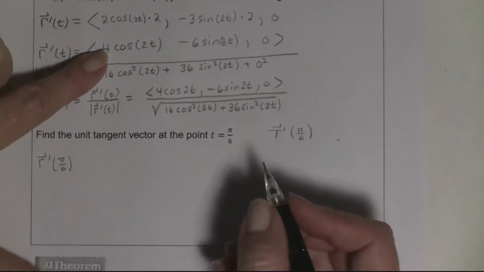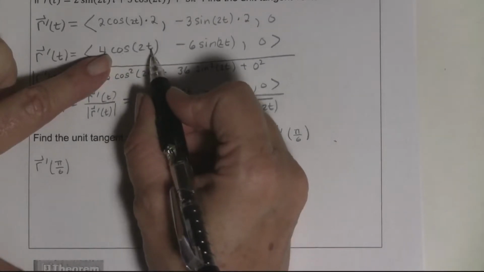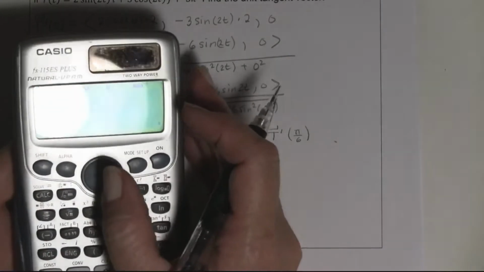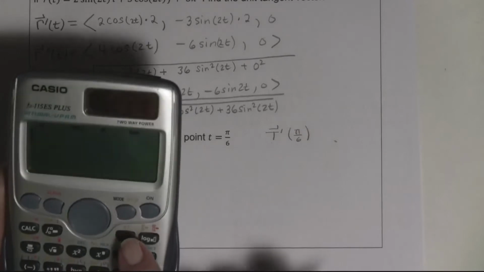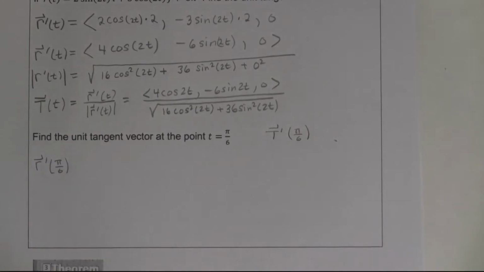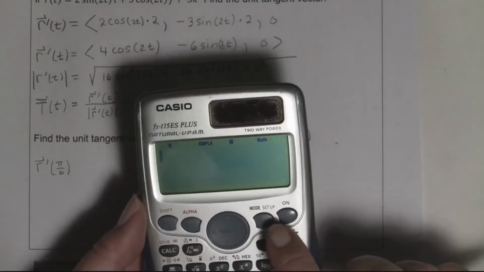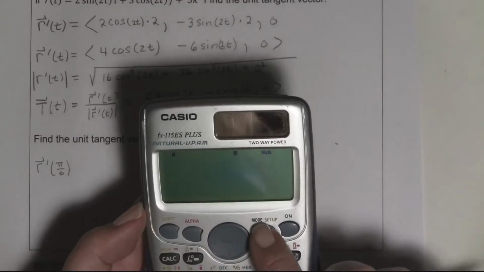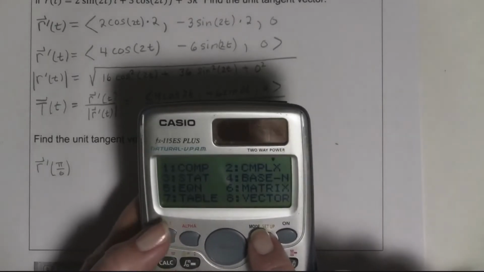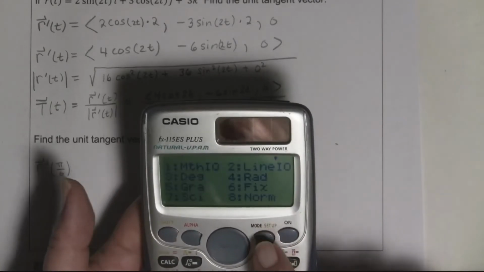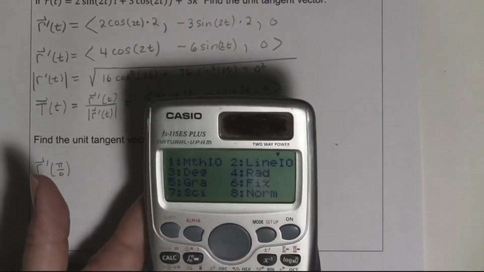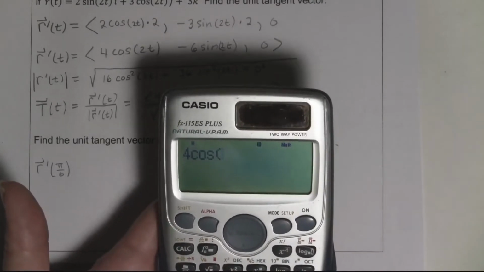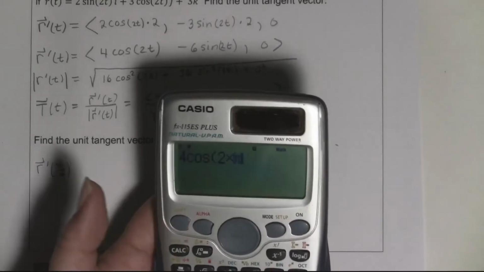So right here, this is the cosine of 2 times pi over 6 times 4. I'm going to get my calculator in radians. The calculator is in degrees, because I've been doing other things, and it's in complex mode because I've been using it in my college algebra class. I think I need to put it back in regular mode. Setup, to get radians. Sorry, I already had it in degrees. So what I wanted was 4 times the cosine of 2 times pi over 6.